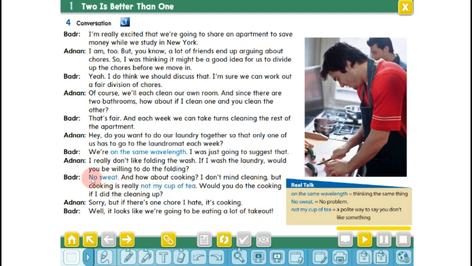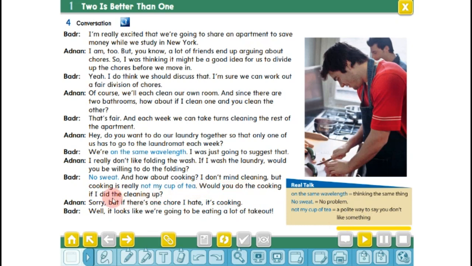Here, Adnan says no sweat. No sweat means no problem, لا يوجد مشكلة. And how about cooking? Cooking means طبخ. And I don't mind cleaning. أقول له I don't mind the cleaning, لا يمانع في النظافة, but cooking is really not my cup of tea. Not my cup of tea means a polite way to say you don't like something.